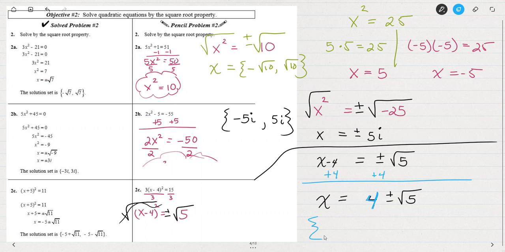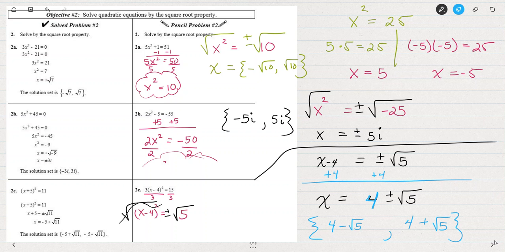So our solution set would be 4 minus the square root of 5, comma, 4 plus the square root of 5.